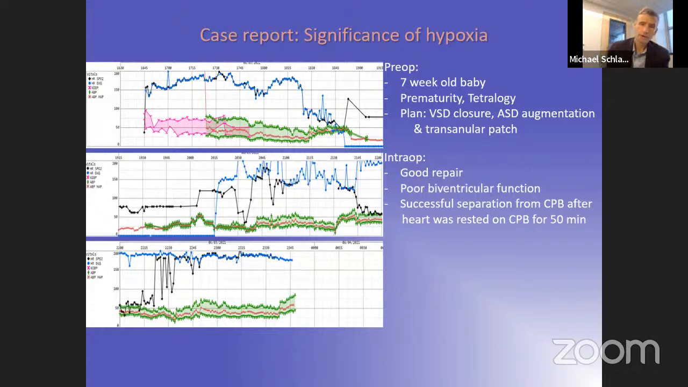And at the end of the bypass run, I read an echo, and the echo showed that there was a good repair, looked excellent, but there was poor biventricular function, probably because of the relatively long bypass run, or from something else. We didn't know. So we went back on bypass and rested the heart for about an hour, and then successfully separated from bypass. I was quite worried about this kid because of this relatively long bypass run, but everything after that in the operating room proceeded rather smoothly.